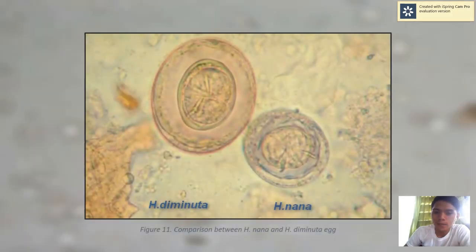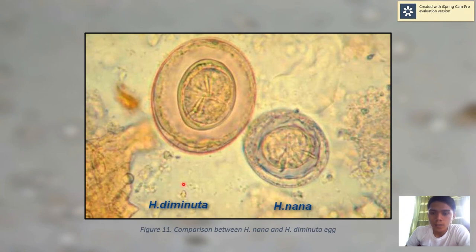So let's continue. This is a picture comparing diminuta and nana. As you can see, diminuta is much larger. Its egg is much larger compared to nana. But the nana egg has this hair-like structure, the polar filaments. So it is easy to differentiate from diminuta because of its filaments.